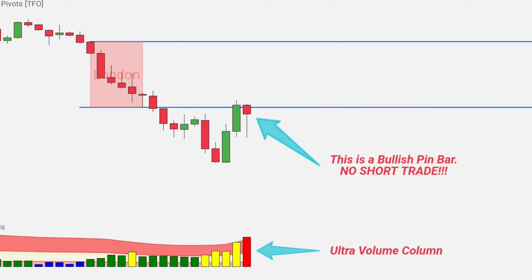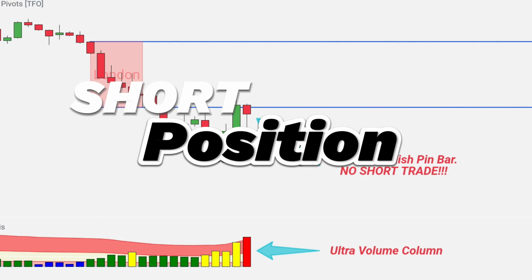Now, I want to show you an example you should pay close attention to. The lower level of the London session box is breaking downwards, but I don't see a high volume column in the volume analysis indicator. Consequently, opening a short position here would not be a wise choice.